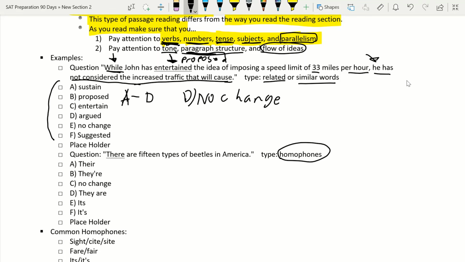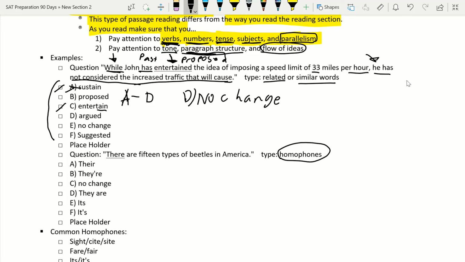All right, so here's one thing immediately that I can get rid of some answer choices with. I see I have, well, John has. Has indicates past, right? So if I have, well, John has sustain, sustain is present tense. So I can get rid of A. Well, what about entertain? Entertain is also present tense. I can't go from past to present. So I can get rid of entertain. I have entertained, that's in the past tense. Argued is in the past tense, and suggested is in the past tense. All right, so now I have it down to 4.